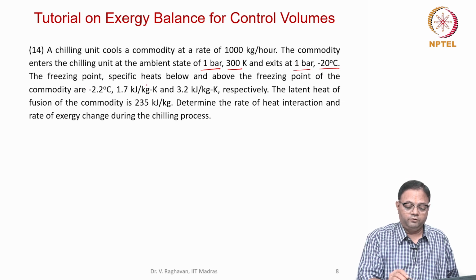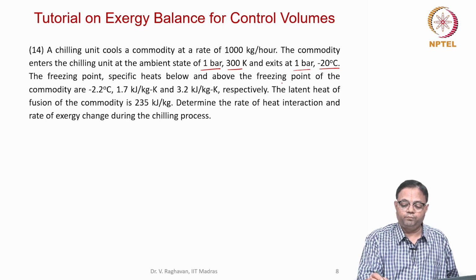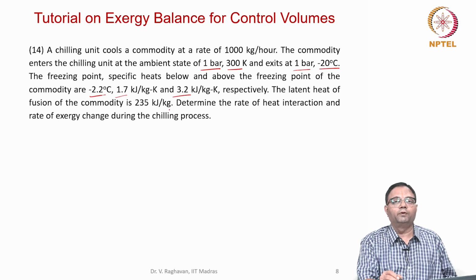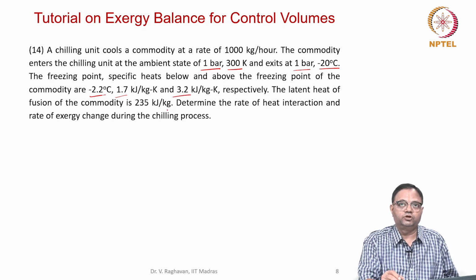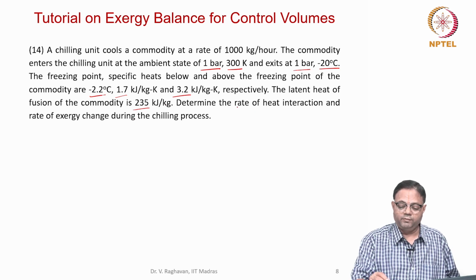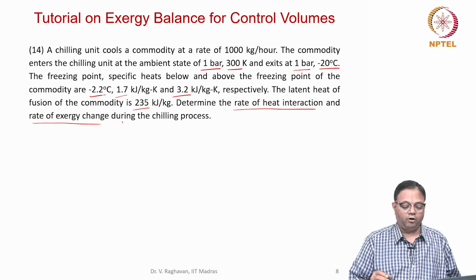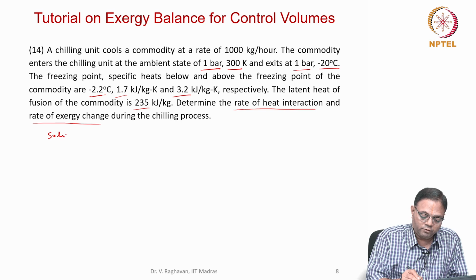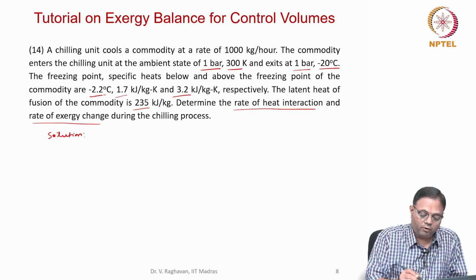The freezing point of the commodity is minus 2.2 degrees centigrade. The specific heat below the freezing point is 1.7, above the freezing point is 3.2 kilojoule per kg Kelvin. The latent heat of fusion, so it has to freeze, that you have to remove, is 235 kilojoule per kg. Determine the rate of heat interaction and the rate of exergy change during the chilling process. Solution. So it's a phase change problem.